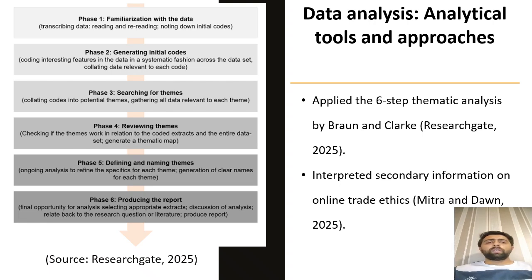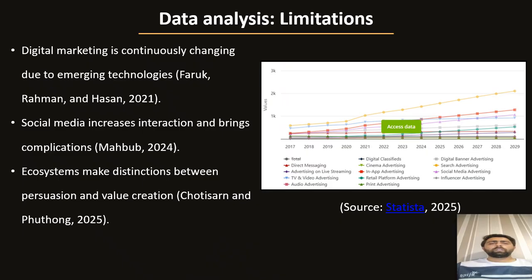In these slides, we have different phases and applied the six-step thematic analysis by Braun and Clarke. We interpreted secondary information on online trade ethics, and these are the six phases with which we have to be familiar.